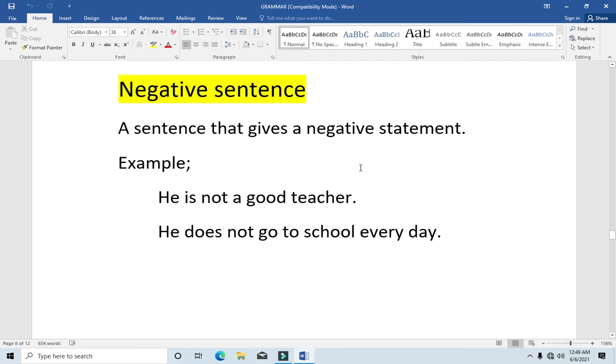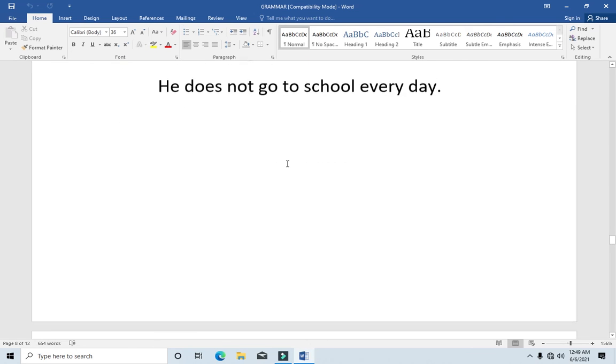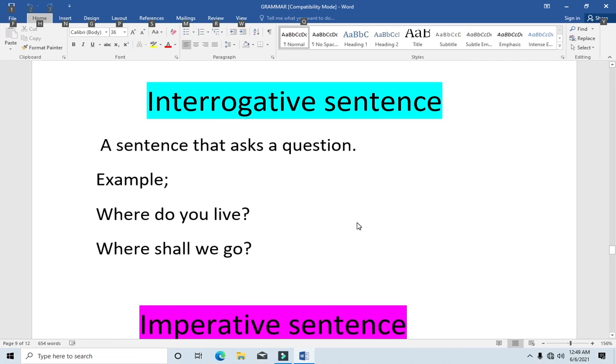Now the other is negative sentence. A sentence that gives a negative statement. For example, he is not a good teacher, he does not go to school every day. So these are the examples of negative sentences and they give a negative statement.